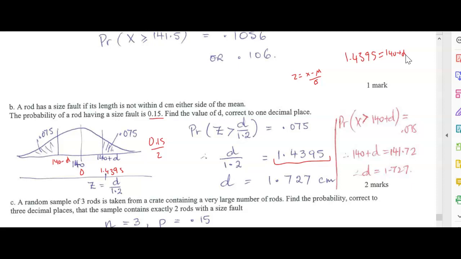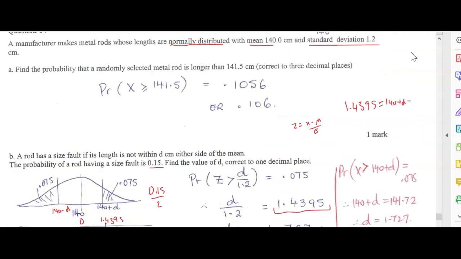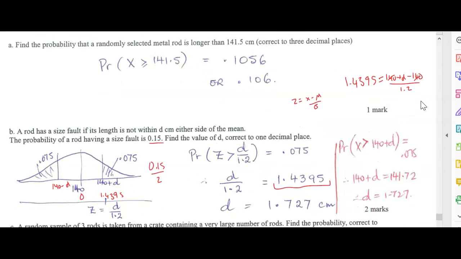And then we've got minus your mean, which is 140. And then over your standard deviation, which is 1.2. So you can see the 140s cancel out there, and then we're left with D over 1.2 is equal to 1.4395.